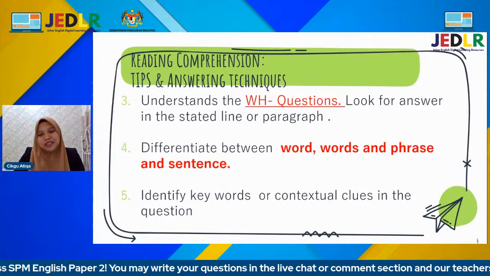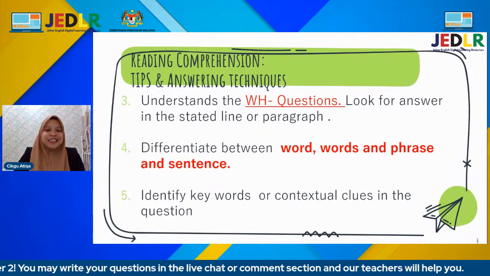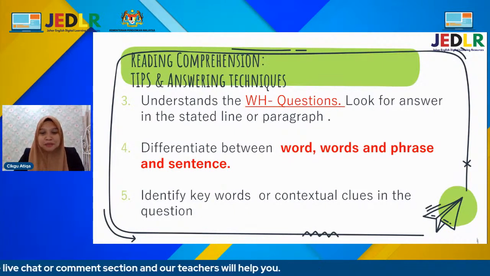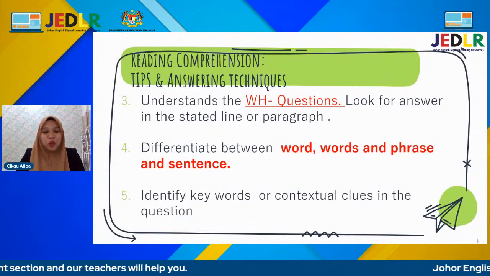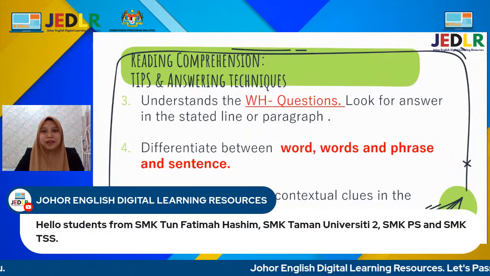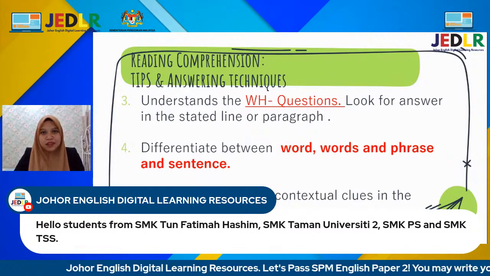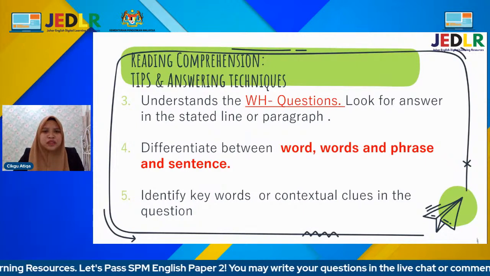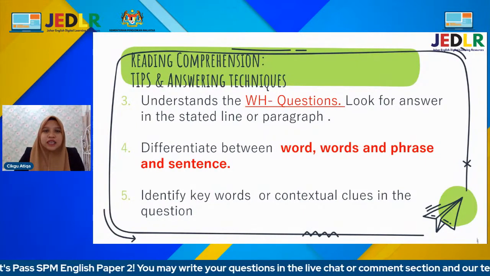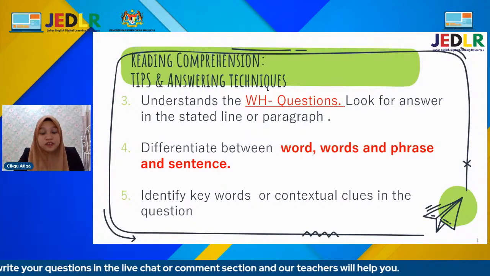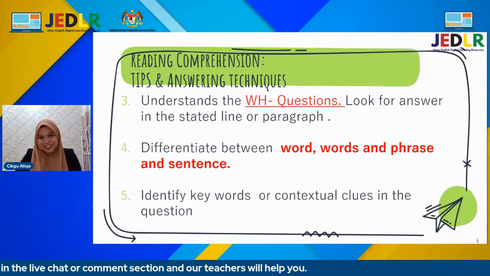So WH questions consist of what, which means apa, why, kenapa, when, bila, where, di mana, and also who, siapa. It's very important for you to know all these WH questions because they will always come up in your questions 26 to 30. So familiarize yourself with WH questions first.